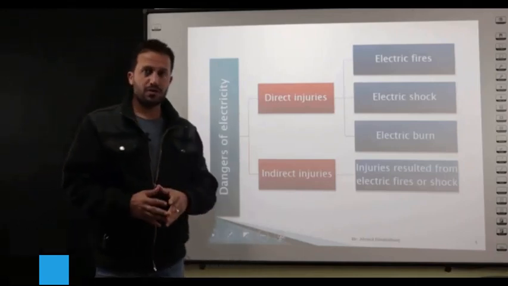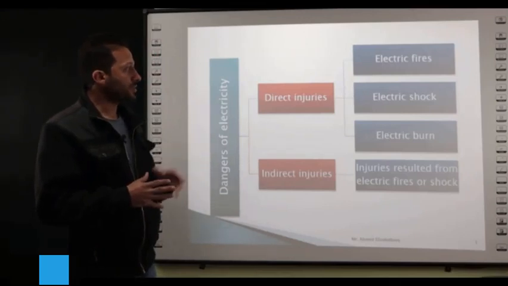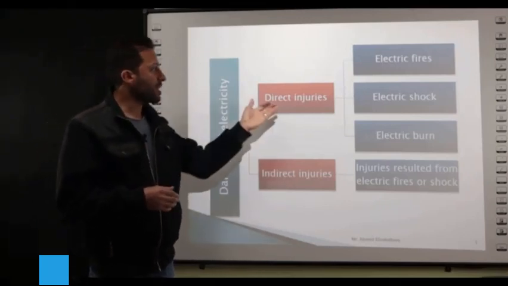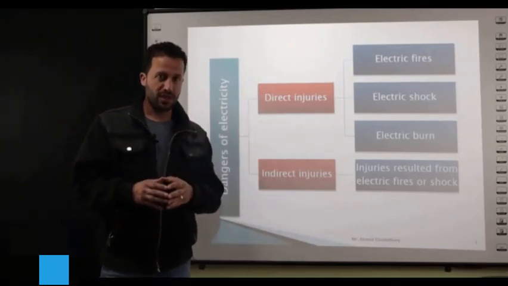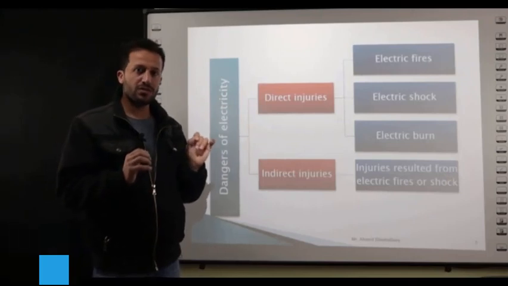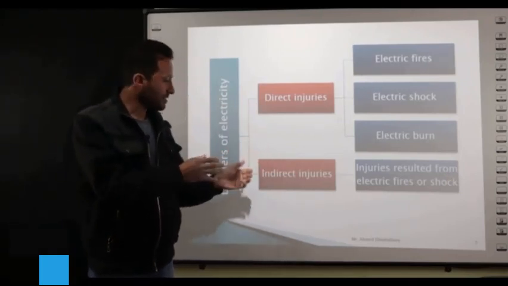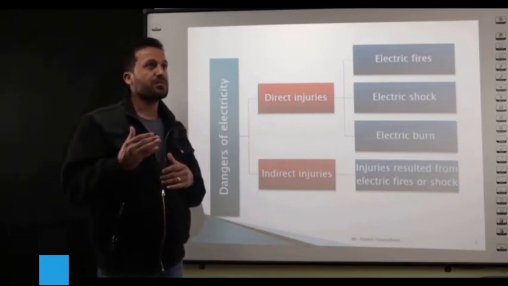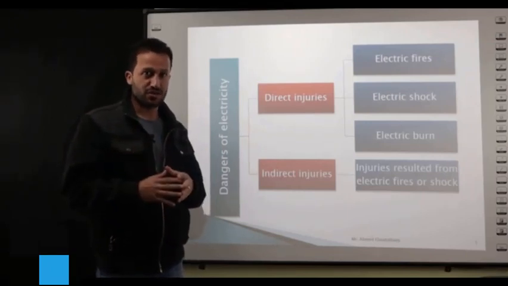Now let's talk about the harms of electric energy. There are 2 types of harms or injuries caused by electric energy. Number 1, direct injury, and number 2, indirect injury. Direct injury is when we are exposed to electric energy directly, but indirect injury is caused by the occurrence of something worked by electric energy in an indirect way.